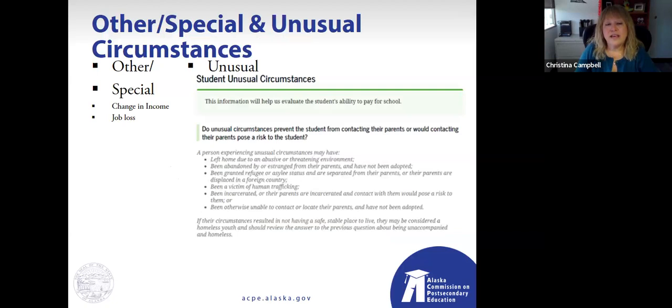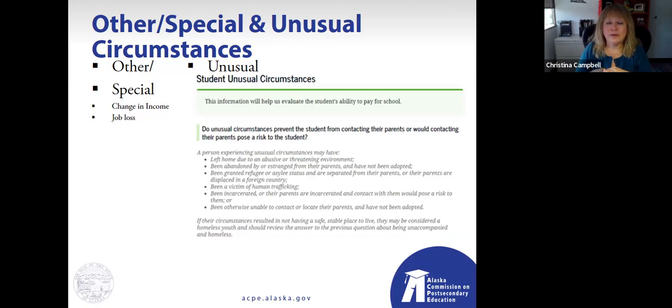Okay, now if they are in none of those categories, this is new also, there are a different set of circumstances. There will be other or special circumstances. I've heard it pronounced both ways, so I just put other/special. And then there are unusual circumstances. Now, if there are unusual circumstances or special circumstances where a student needs to request an override of some sort.